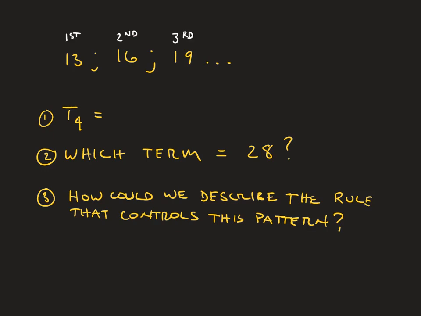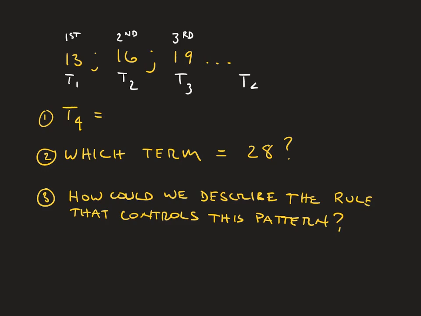So if we start with the first question, it's saying, what is term 4? Before, we probably just called this first number, 13, the first number, this the second number, and 19 the third number. But now that we are in high school, we need to do a little bit more work. We're going to call them T1, T2, and T3, and the 1, 2, and 3 just means it's the first, second, or third number.